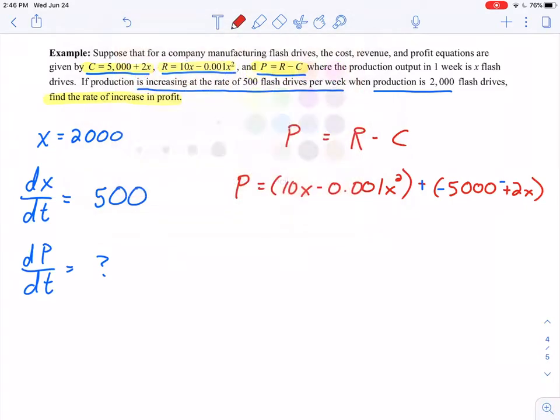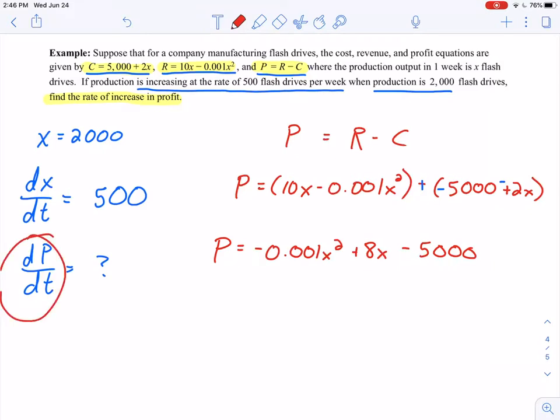So my profit function, P, is equal to 10x, let's write this in standard form. Let's see, I've got negative 0.001x squared. 10x minus 2x, I'll have plus 8x. And then plus negative 5,000, I'll have minus 5,000. So this is my profit function, P. I want to find dp dt, which means I need to take the derivative of this function.